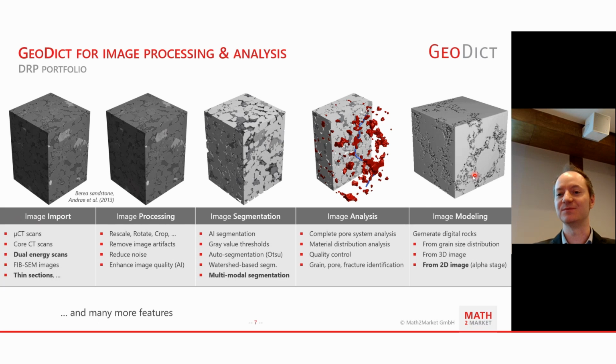And on top of this, there's image modeling. So you can generate digital rocks from grain size distributions that you have from a lab or from an image analysis approach. You can create digital twins from 3D images and even from 2D images, which will be a topic later.